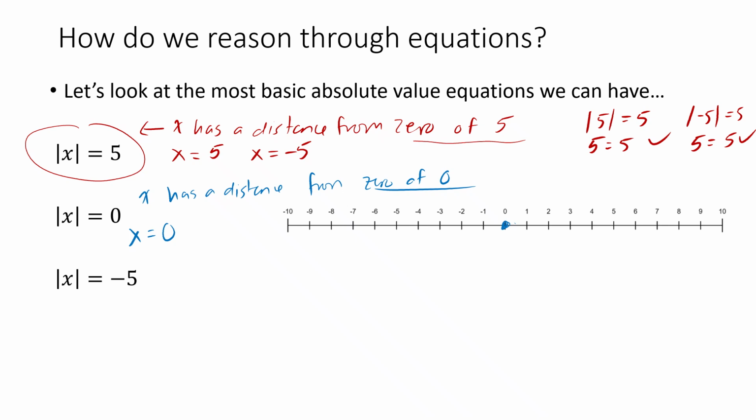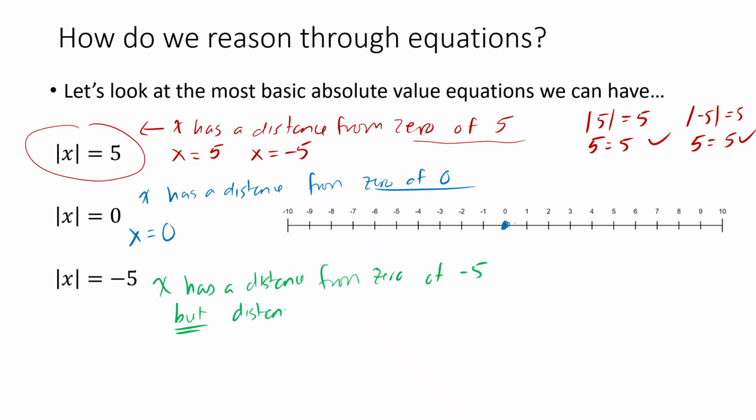And then the last one is the absolute value of x is equal to -5. Well, here we have a bit of a problem. So we're saying x has a distance from 0 of -5. But here's the problem.